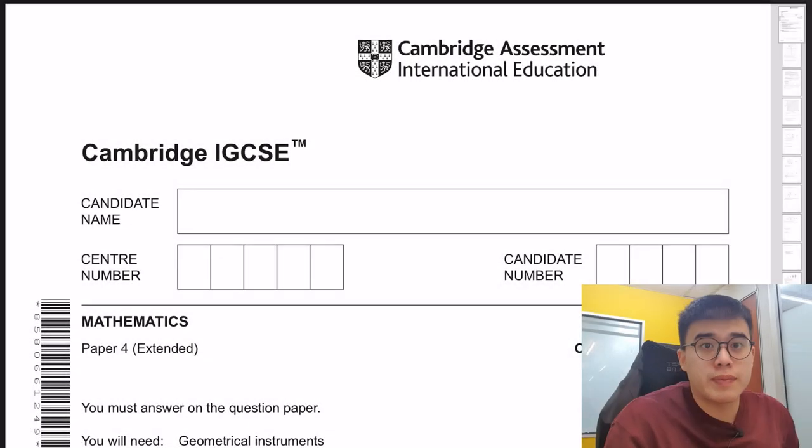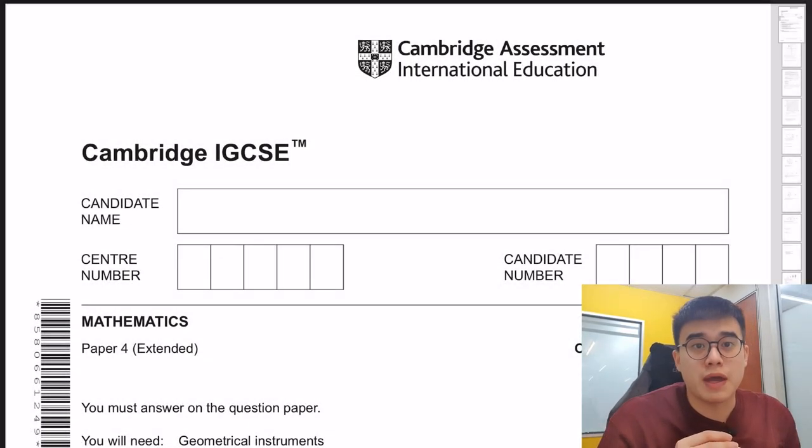So now the paper that we're going to do is paper 41. Let's look through the questions and see whether it is challenging after the new syllabus change.